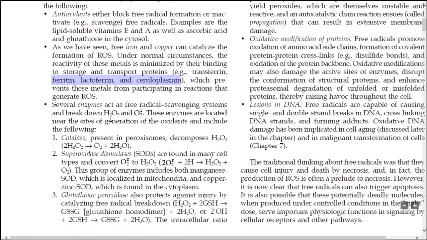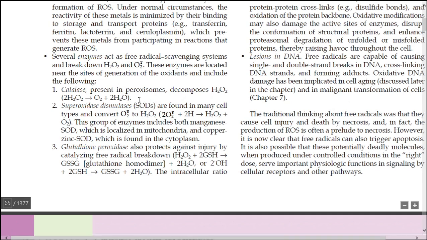Next, several enzymes act as free radical scavenging systems and break down hydrogen peroxide and superoxide anions. Catalase, as we know, is present in peroxisomes, and it decomposes hydrogen peroxide. That is the function of catalase. Superoxide dismutase will convert superoxide anion to hydrogen peroxide in the presence of water. It uses both manganese SOD, which is localized in mitochondria, and copper-zinc superoxide dismutase, which is found in the cytoplasm.